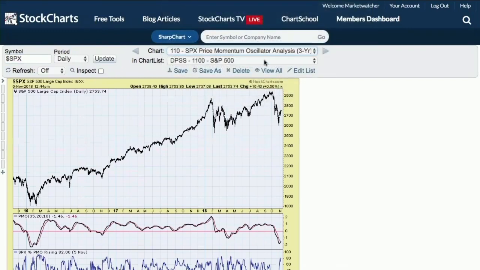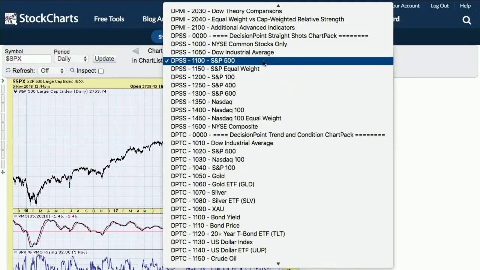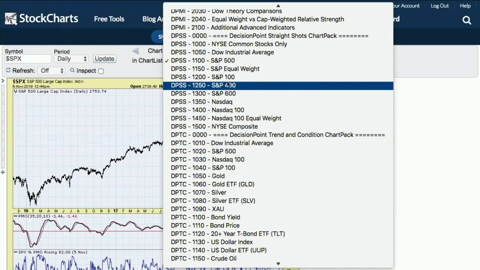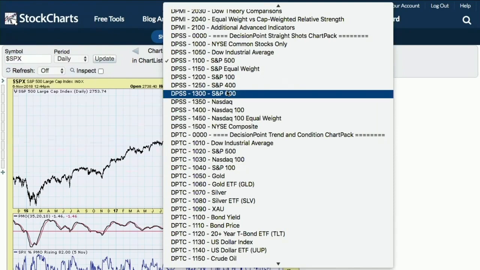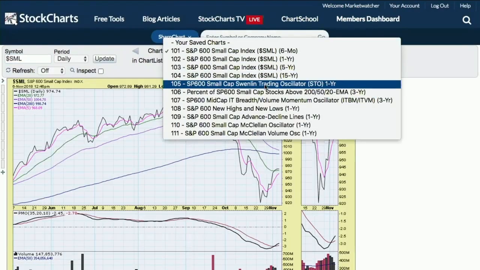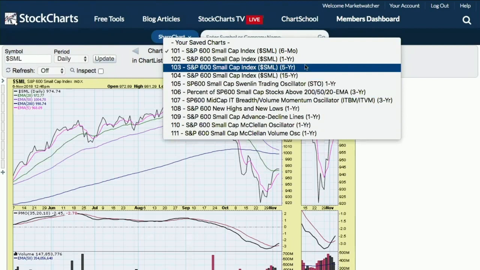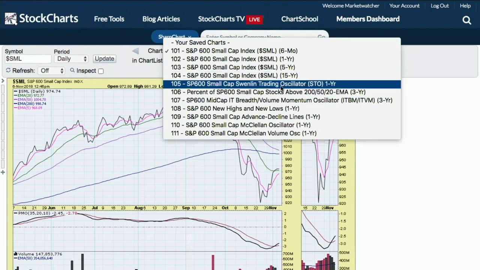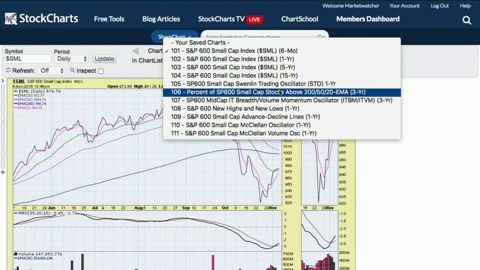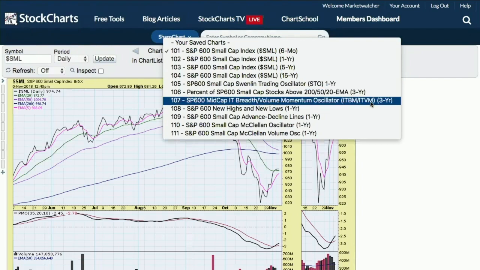All right, I'm going to just pick one more, and then we will move on and do our takeaways from today. So I did want to show you that we have the S&P 600, and we have plenty of indicators as well. The STOs, the short-term Swenlin trading oscillators, and the ITBM are our premier indicators, I suppose, the greatest hits, the ones you should use every day when you're looking at these different indexes. Those are the ones you want to definitely look at.